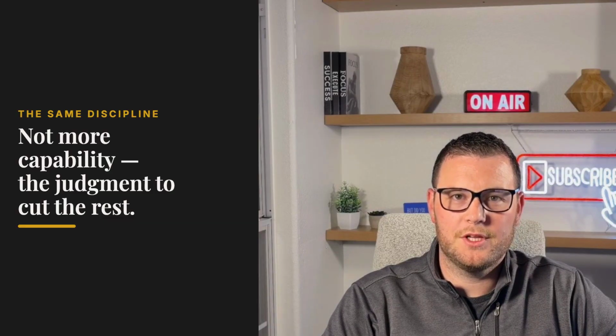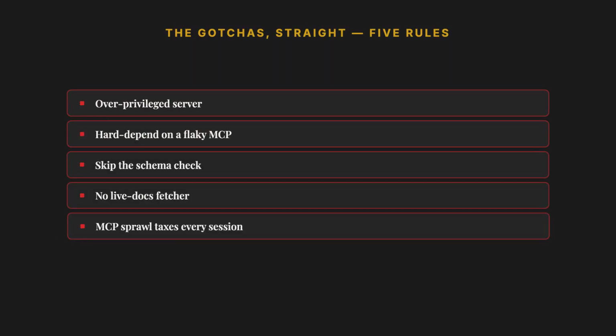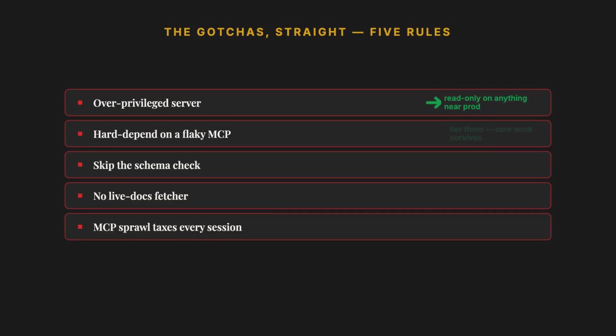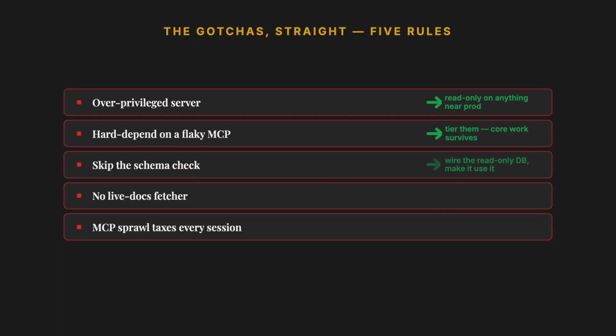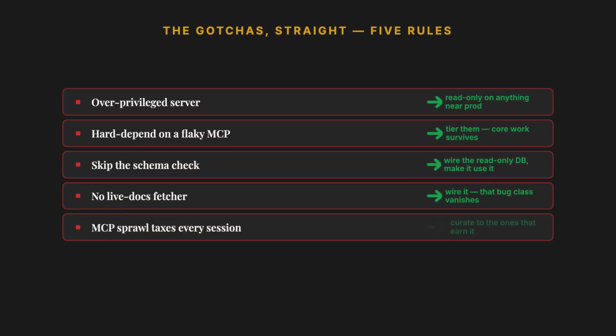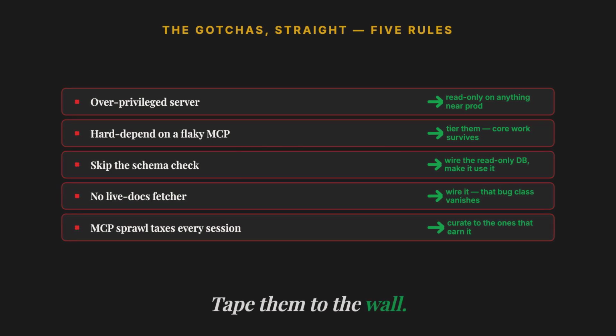This is the same discipline as everything else in the method. It's not about piling on more capability. It's about the judgment to know which capability actually matters and cutting the rest. So let me hand you the gotchas straight, because they're the whole difference between an MCP stack that makes you dangerous and one that's a total mess. An overprivileged server is a loaded gun. Read only on anything that can touch production. No exceptions on the dangerous ones. Hard depending on a flaky MCP stalls your whole harness. Tier them so core work survives one going down. Skipping the schema check gets you confident, broken queries.